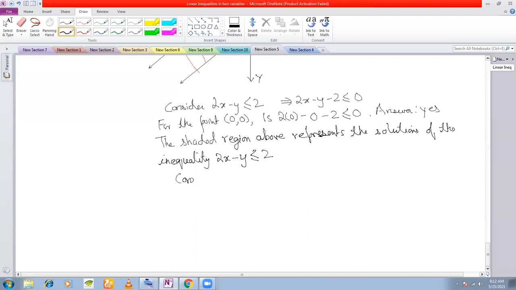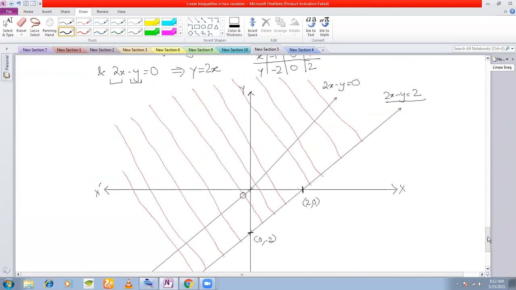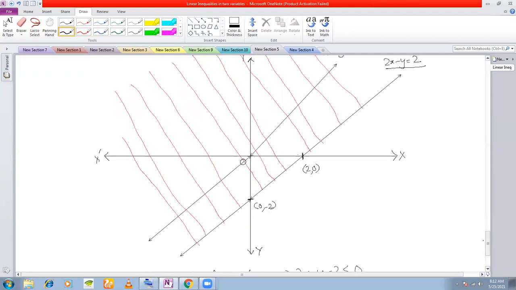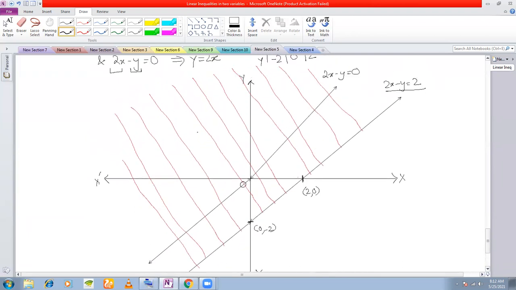Now consider the next one. Consider 2x minus y greater than or equal to 0. Now this straight line passes through the origin, right? So we cannot consider the origin as the point. Okay, so let us consider a point here, say -1, 2, right? Any point you can consider on this side.